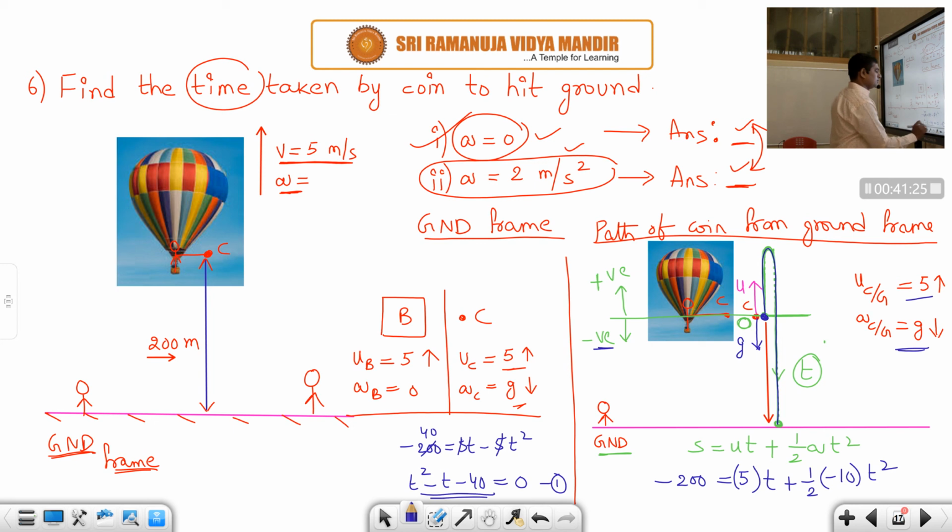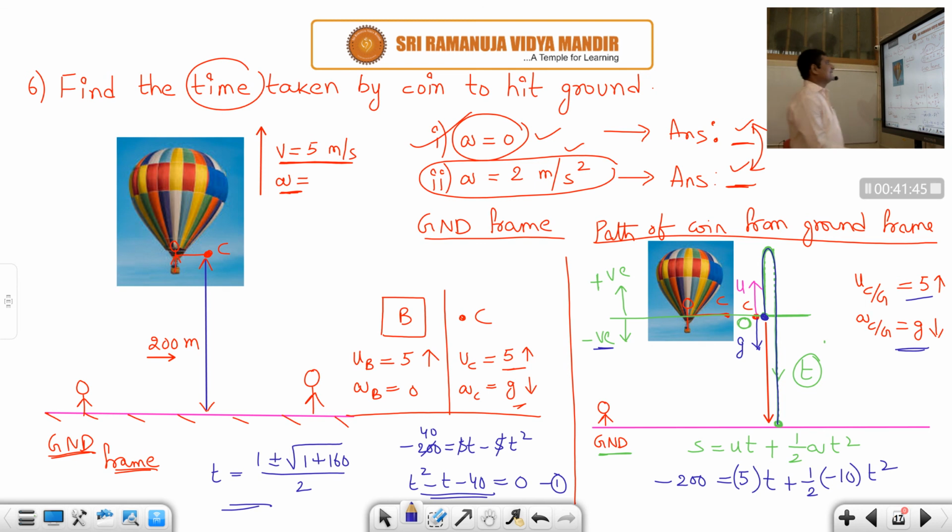So this equation is a quadratic equation. If you solve this equation, you will get the time. Suppose let's say t equals minus b plus or minus root over b square minus 4ac, plus 4 into 40, that is 160, divided by 2. So you will get one positive time. That is the time taken for this ball to reach the ground.